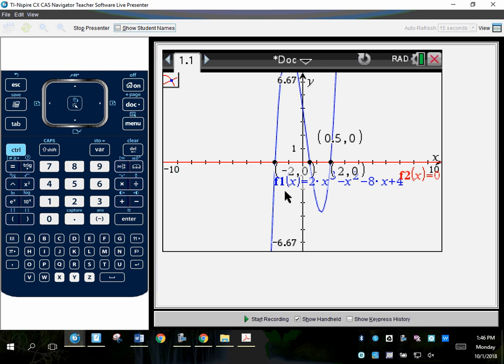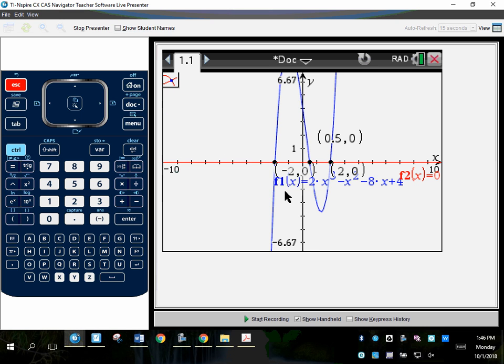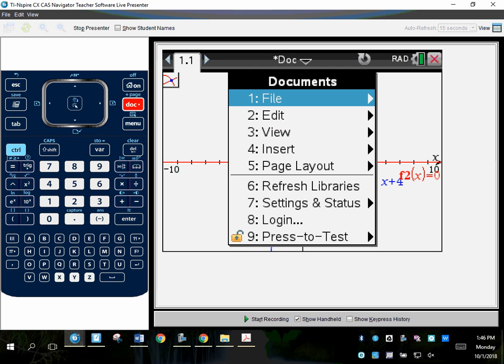Actually, let's do this, and let's practice with this. See how we're in 1.1 now? Go to menu. Oh, sorry. Escape from menu, go to doc. Yep.